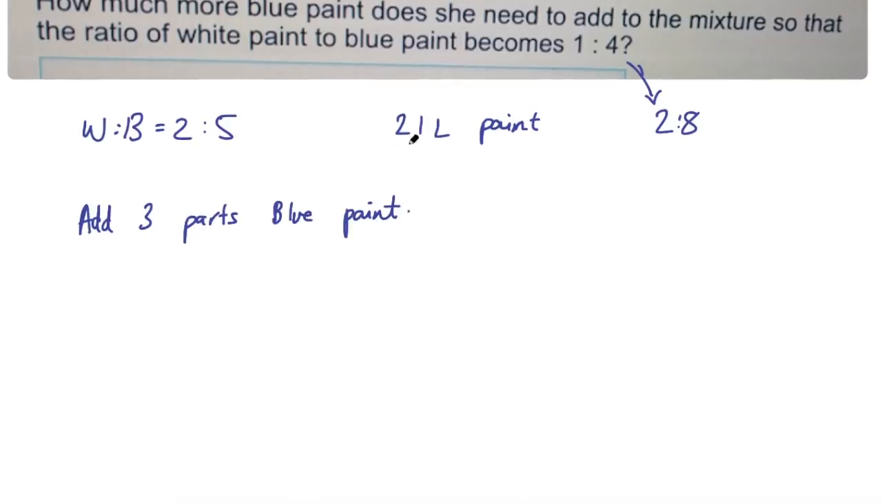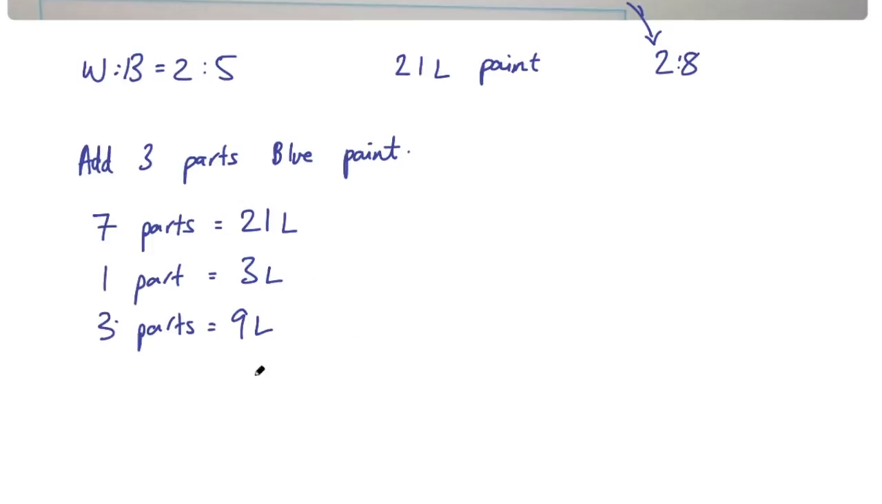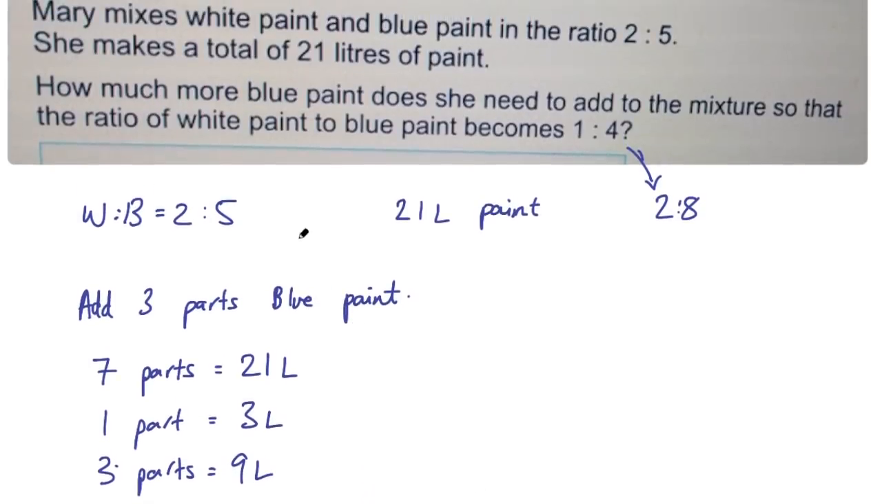Okay, so let's firstly work out what one part of this ratio is equal to. So we have 7 parts, and that's 21 litres. So one part will be 21 divided by 7, which is 3 litres. And then 3 parts will be 9 litres. So we need to add 9 litres of blue paint. So we can say add 9 litres of blue paint, and that should answer the question.